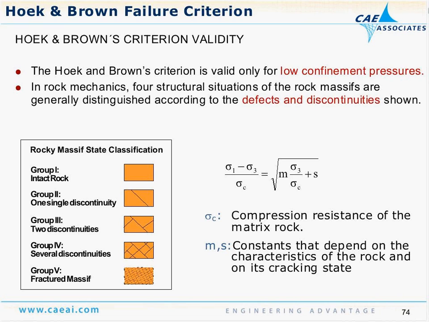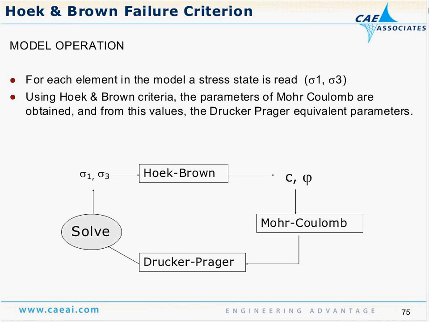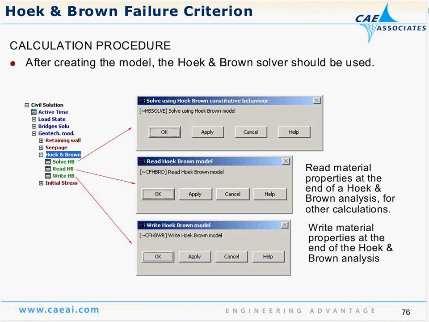The setup for CivilFEM is based on parameters typically used to define the Hoek and Brown failure, such as the compressive resistance of the rock. And the iterative solution process works through taking the Hoek and Brown coefficients, coming up with Mohr-Coulomb values, plugging those into Drucker-Prager, solving the analysis, extracting the principal stresses, plugging those values back into the criterion, and so on. And this is done in an automated sequence.